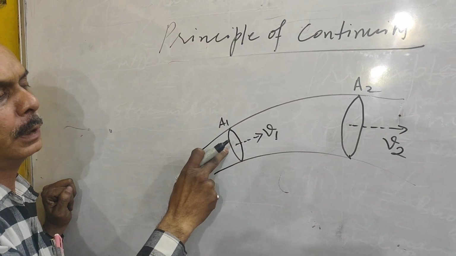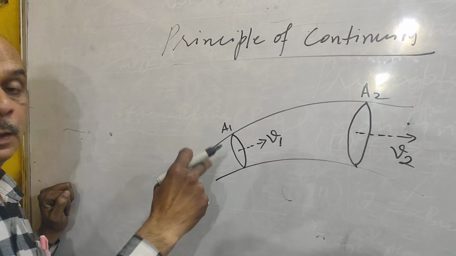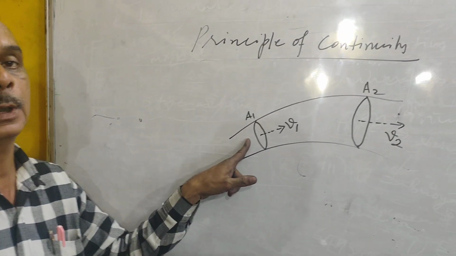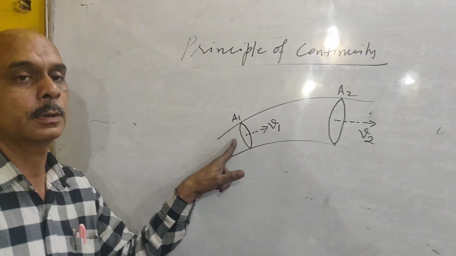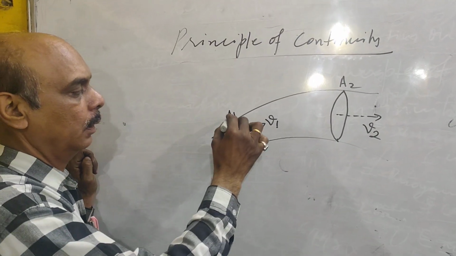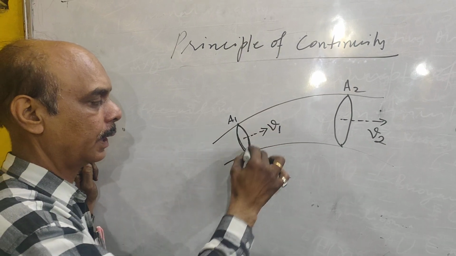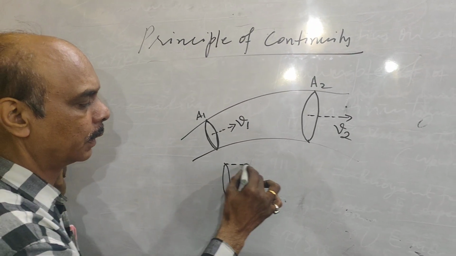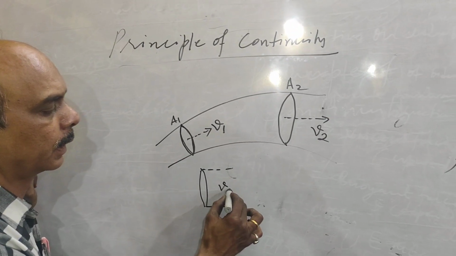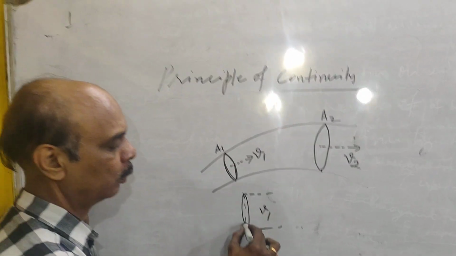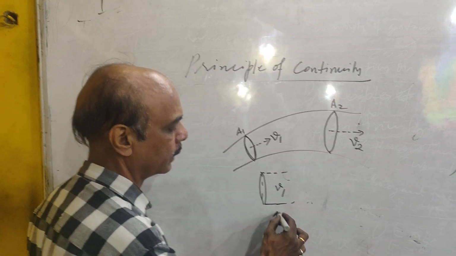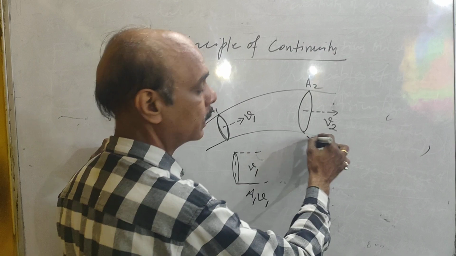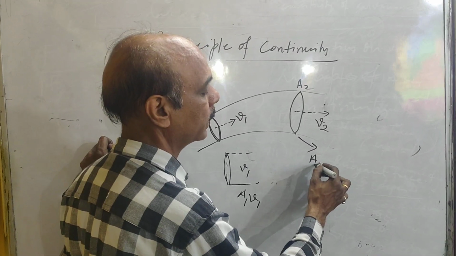So according to this principle, the volume of liquid passing through any transverse cross section of the tube in unit time is always constant. Means if the cross-sectional area is A1, in 1 second this liquid will cover how much distance in the forward direction? V1. So the volume of the liquid flown in 1 second will be A1 V1. And here, what is the volume of the liquid flown in 1 second?